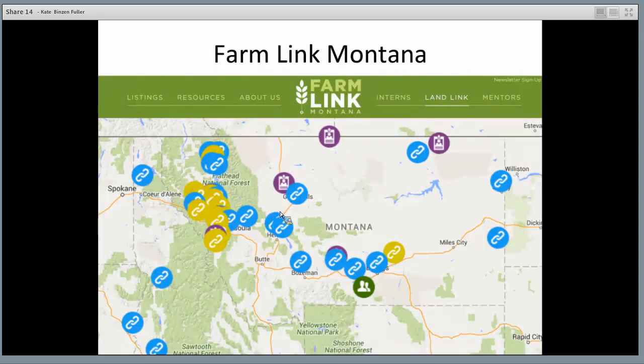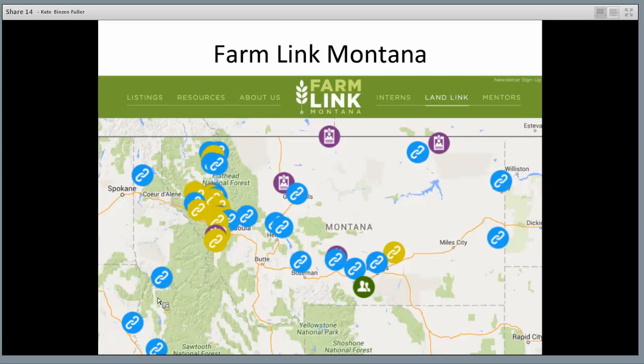Another really nice resource, particularly if you're just getting into farming, is FarmLink Montana. This is just a picture of this map feature that they offer, and you can put up again a want ad or a listing for land in different parts of the state. You can see there are some in other states as well. Idaho has a couple listings. This is from a couple months ago, so you might want to check if you don't see anything in your area right now.